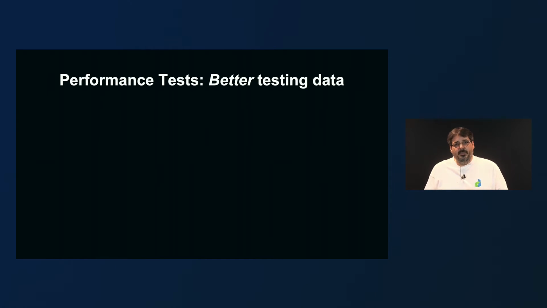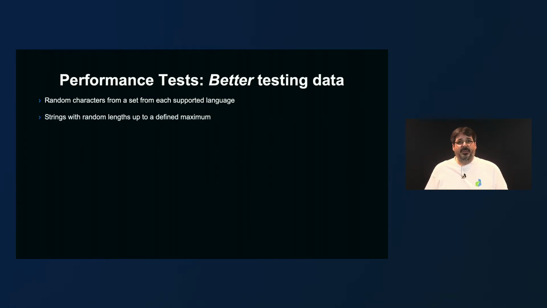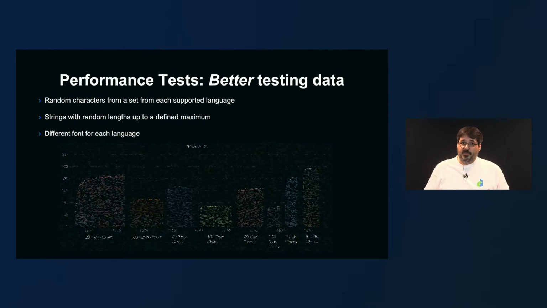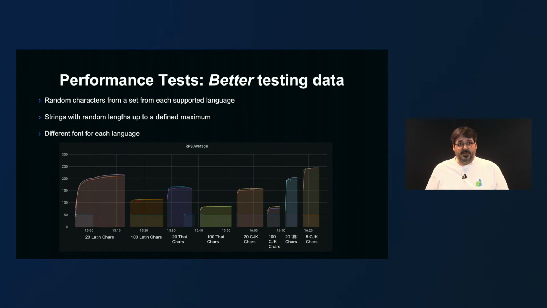So we went back and we executed a new series of performance tests, this time by selecting better data. For example, we picked random characters from different sets from each supported language. We picked strings with random lengths up to a defined maximum, and we chose different fonts for each language. And the results that we got were quite surprising. Not only was the performance different from the initial test, but there was a big performance drop when changing the string length, for example, from 20 Latin characters to 100, but also when changing language, like from 20 Latin characters to 20 Japanese or Thai characters.